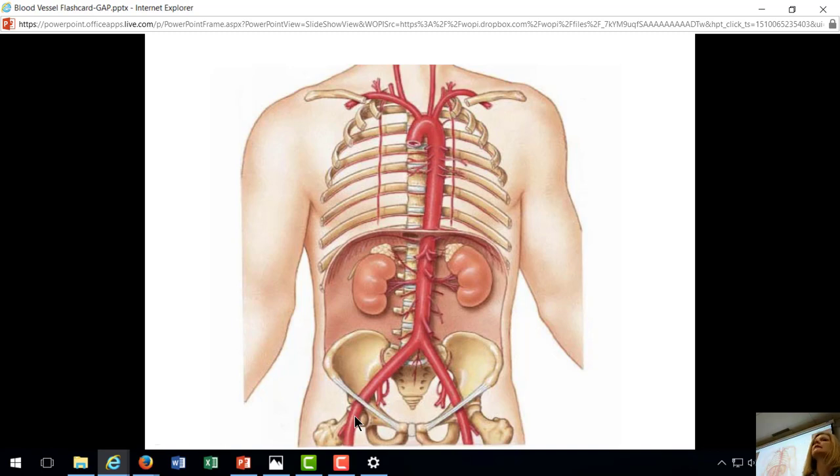And this is a common mistake that students make on the lab exam. They see the common iliac, and then they forget to look for that little branch, the internal iliac, and then they call this the common iliac also, but it's actually the external iliac.